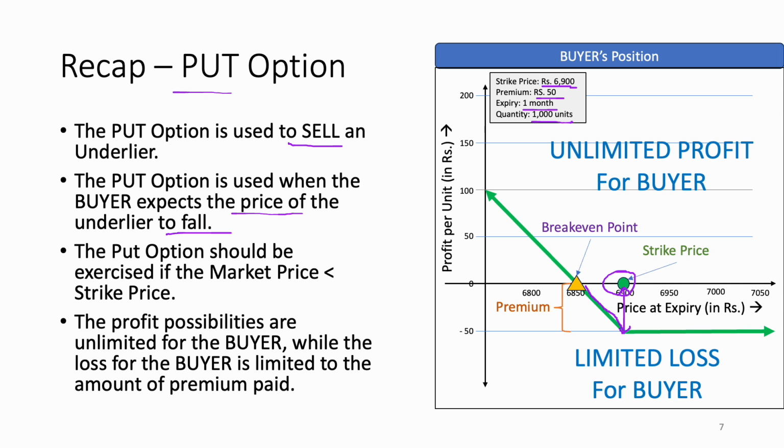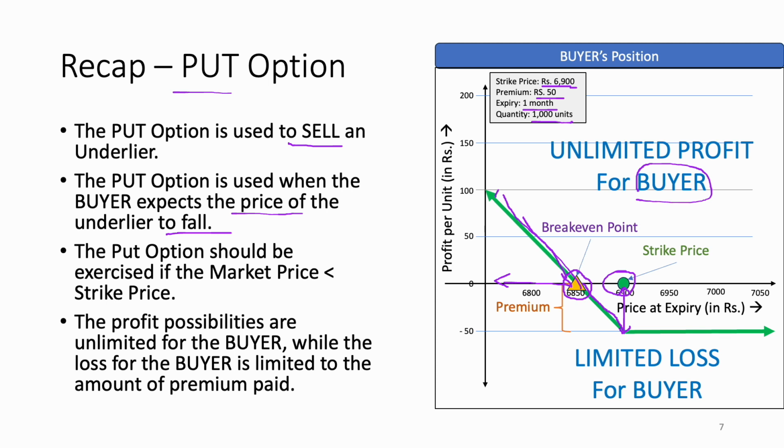At the point when the market price is 50 rupees below the strike price, 50 rupees being our premium, then we break even. If the price falls further below this point, then we start making a profit. So this is the position of the buyer. You notice that the buyer can make an unlimited amount of profit.